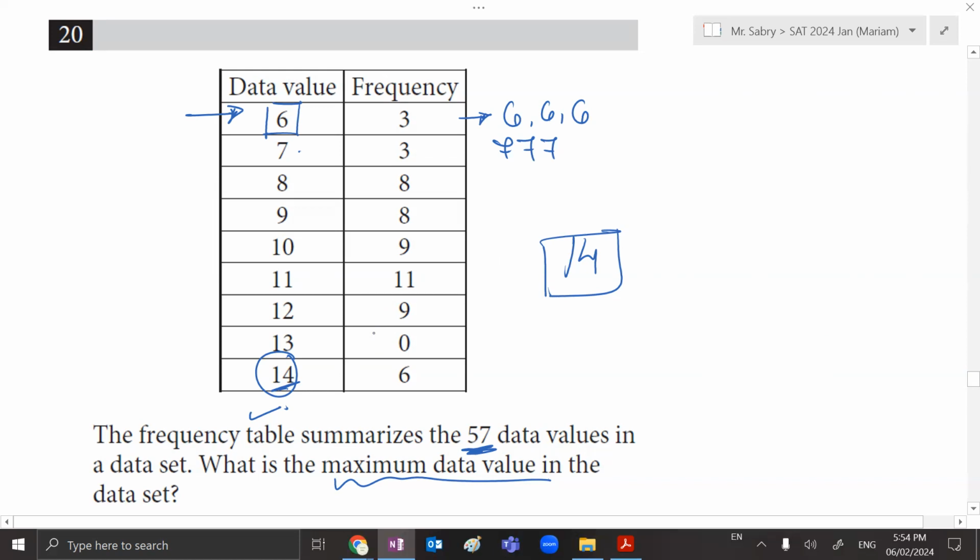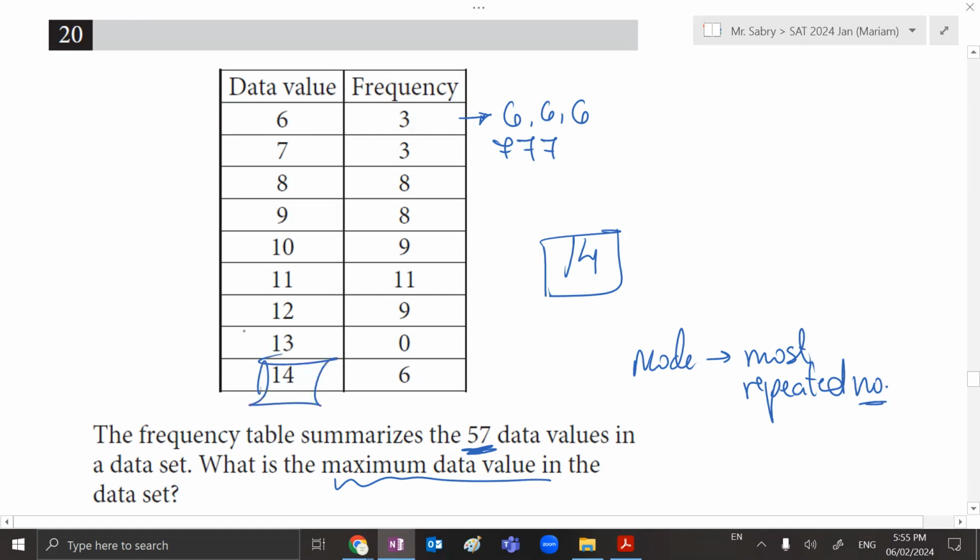Because these are the data values. But if they're asking me the mode of the data set, what does mode mean? Mode means the most repeated number. So what is the mode? Most repeated number. Which one of those is the mode? What's the mode of this data set? I'm asking you. No, not the 14.